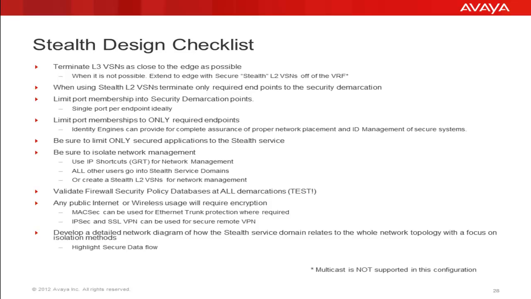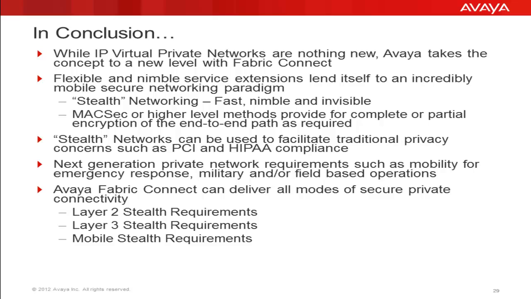Finally, avoid the use of the public internet in the end-to-end design. When this cannot be avoided, be sure to use encryption to protect transit data. MACsec or other methods of encryption can be used to protect exposed Ethernet trunks, and full VPN encryption can be used with IPsec or SSL to provide endpoint or even branch side connectivity. Be sure to have the VPN gateway attached directly to the stealth topology to ensure that there are no exposed unencrypted paths. While private IP VPN environments have been around for years, they are typically clumsy and difficult to provision.